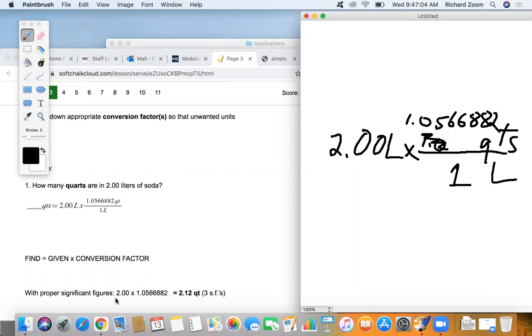Now we haven't looked at significant figures yet, but the 2.00 has three significant figures. The 1.0566882 has, let's see, 1, 2, 3, 4, 5, 6, 7, 8. So the answer is going to come out to be three significant figures for this particular problem. It is also going to be rounded, and we'll get to rounding in a second too. Let me see what the question is here.